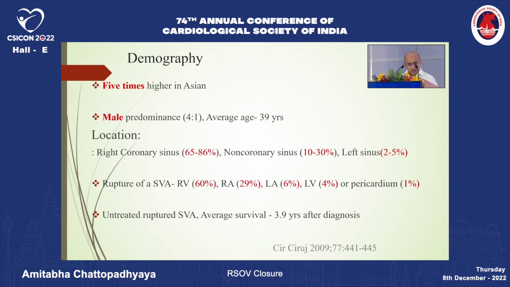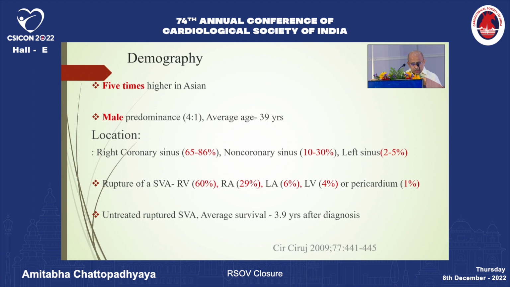Location: the right coronary sinus is the commonest one to rupture, 65 to 86%. The non-coronary sinus is the next at 10 to 30%, and the left sinus is the least common at 2 to 5%. Rupture of a sinus of Valsalva into the RV is the commonest, at 60%. Right atrium 29%, left atrium 6%, LV 4%, and even to the pericardium it has been reported, lastly about 1%.